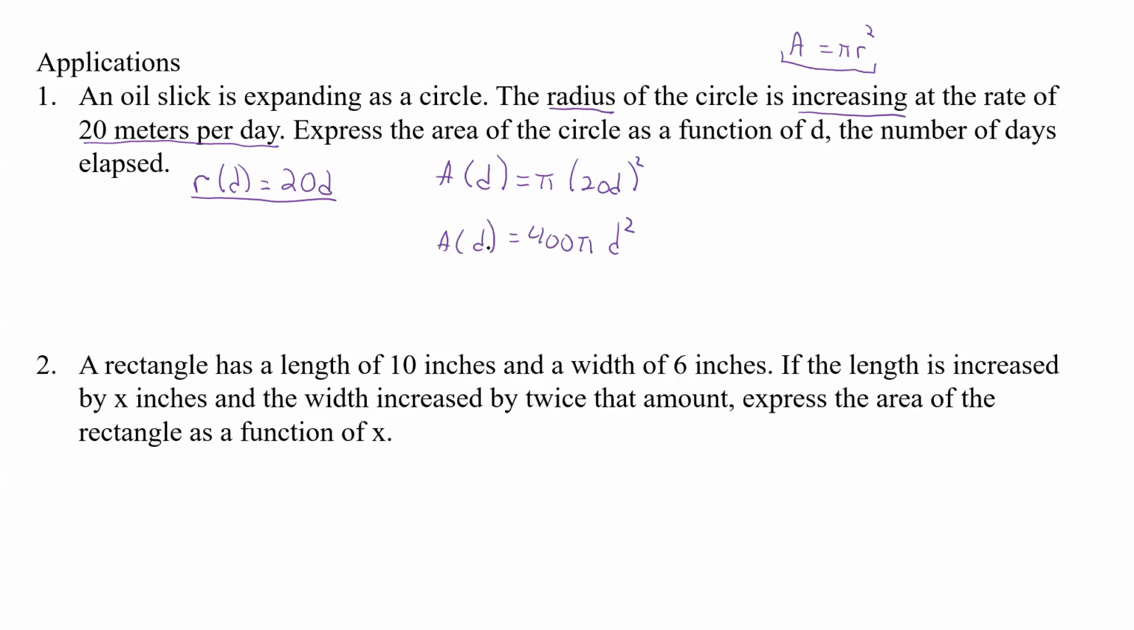Now it doesn't ask what the area is after 7 days or anything. It just says find the area of the circle as a function, and so that is what they're asking for. The area of the circle as a function of days is just going to be 400 pi d squared. Okay.